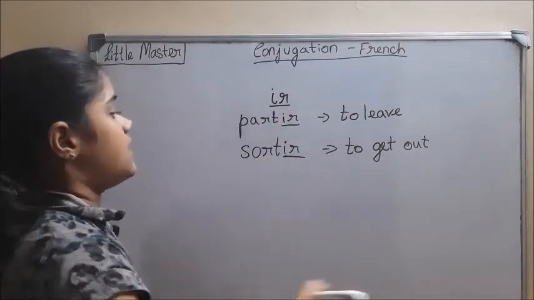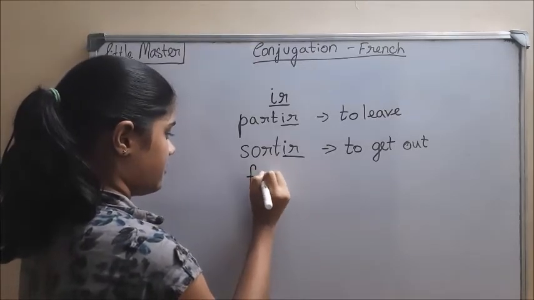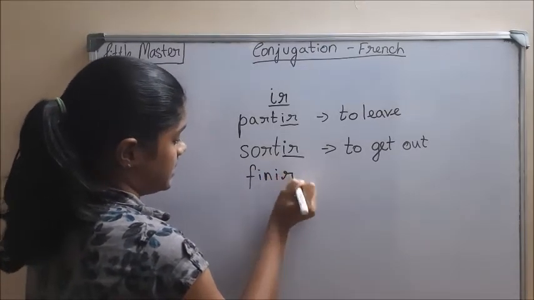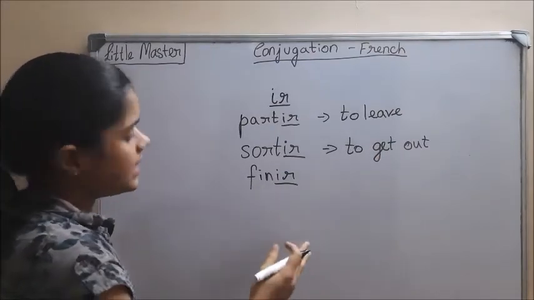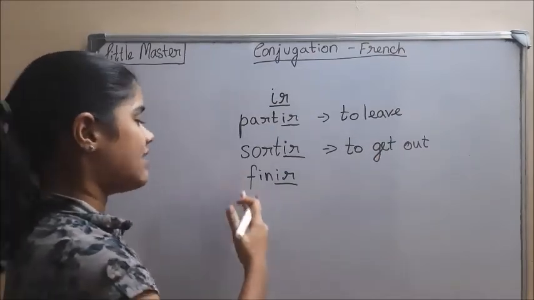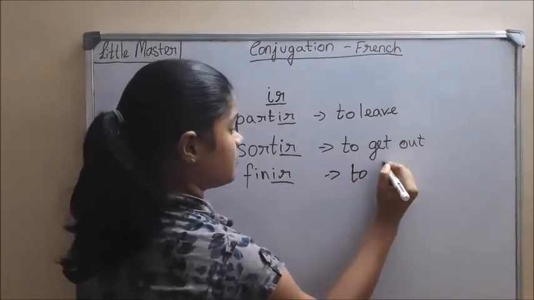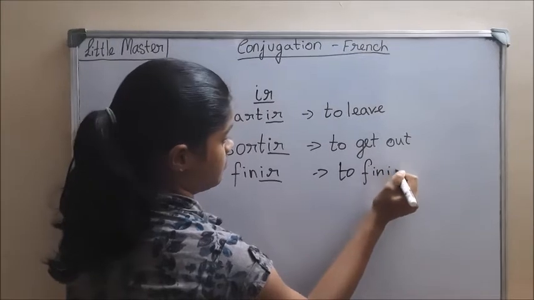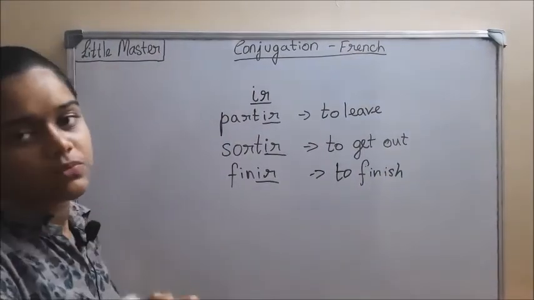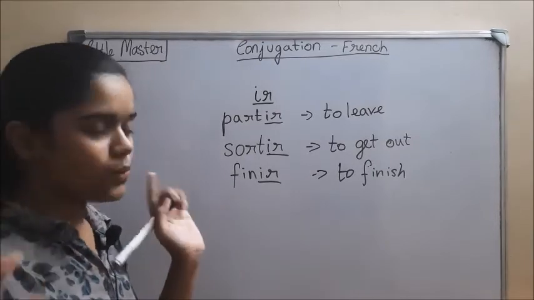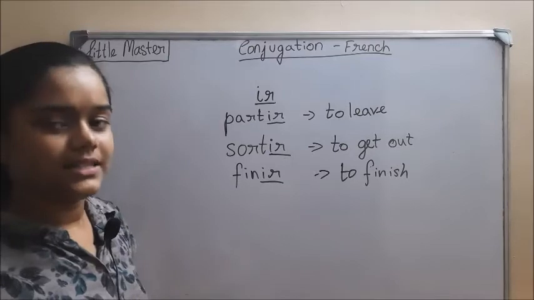Now the last one is finir. Okay, here the ending is IR, right? We just remove this IR and we conjugate it with FIN. The meaning is to finish. Yeah. Now we're done with all 3 groups. Now there is just one group which is irregular. Okay, now let's see what it is.